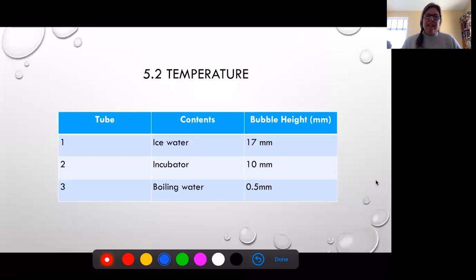What we generally find is that the highest one is in the ice water, but we generally get a significant amount of bubbles with the incubator. What I would suspect is that probably the ideal temperature for potato catalase is in between those 2 temperatures. But most groups will get the ice water making the most bubbles.